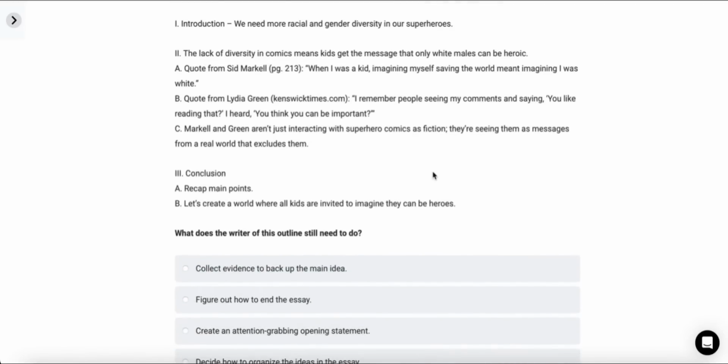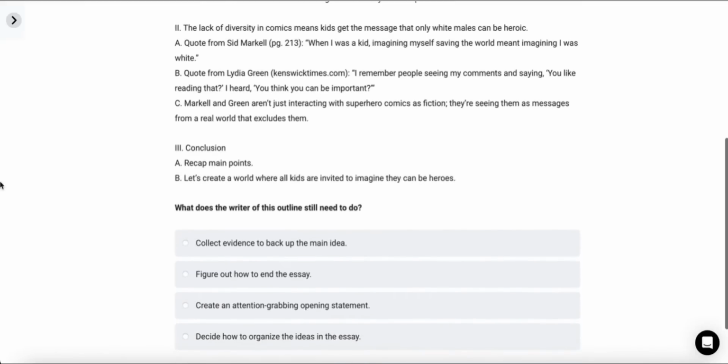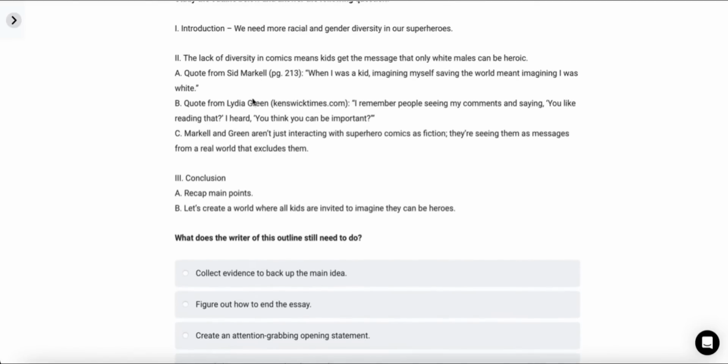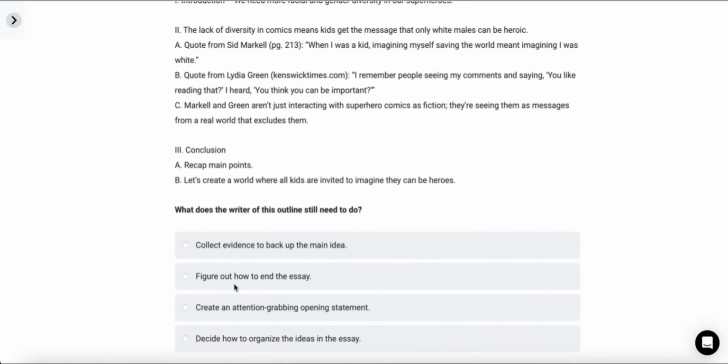What does the writer of this outline still need to do? Collect evidence to back up the main idea? Well, the purpose of the body paragraphs is to support the ideas and the thesis that's mentioned in the introduction. So they do have evidence to back up the idea. That's not the correct answer. Figure out how to end the essay. Well, there is a conclusion where they're going to recap the main points and a call to action at the end. So that's not the case.